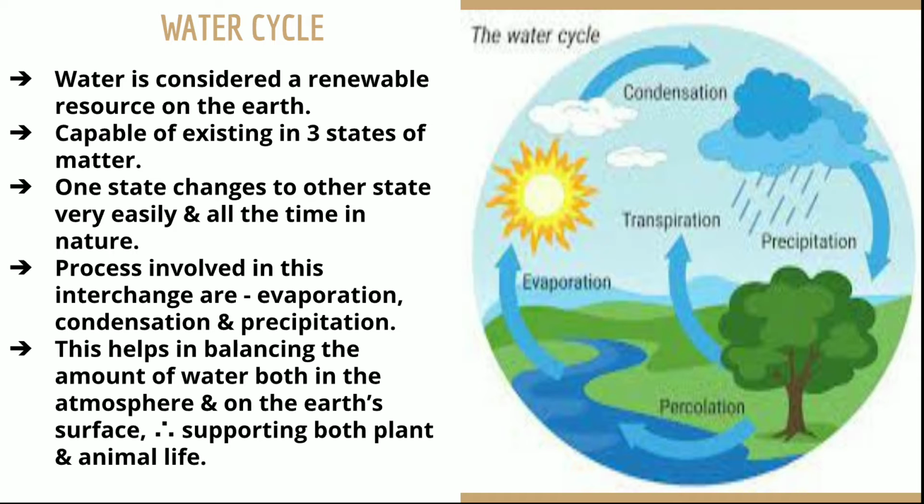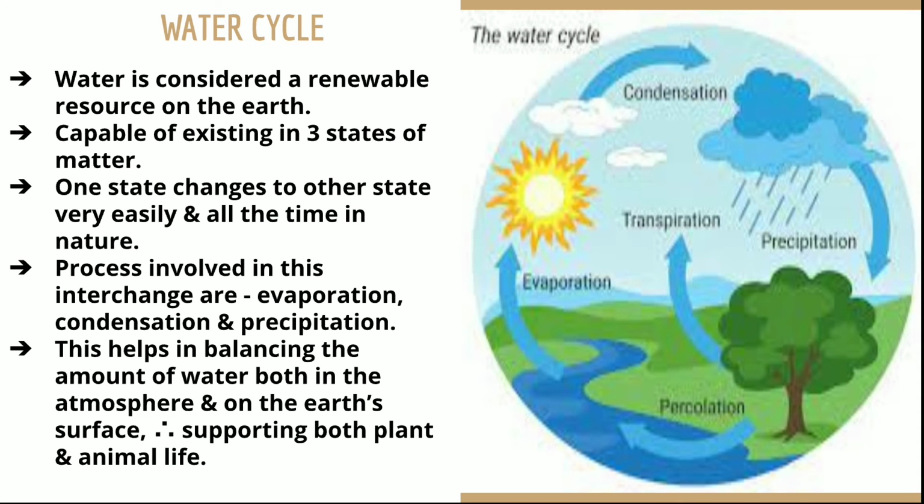Next we come to the water cycle. Now water is considered a renewable source on earth, which is capable of existing in three states of matter. One state changes to another state very easily and all the time in nature. The processes involved in the interchange are evaporation, condensation and then precipitation. So we know that water is considered a renewable source of the earth. It can be renewed.